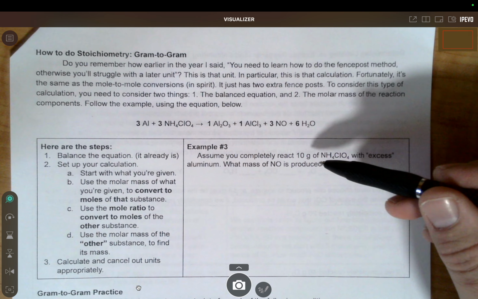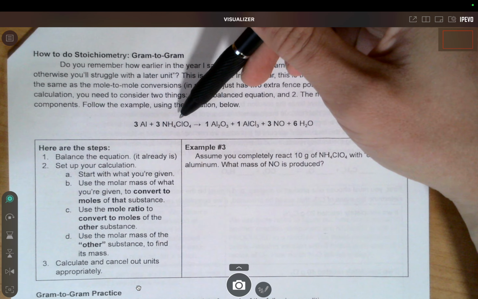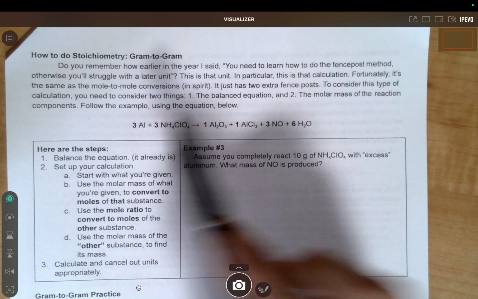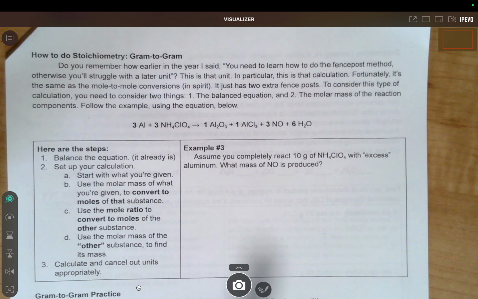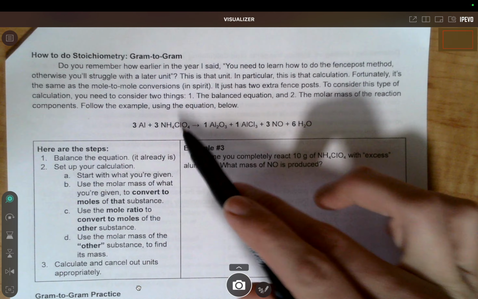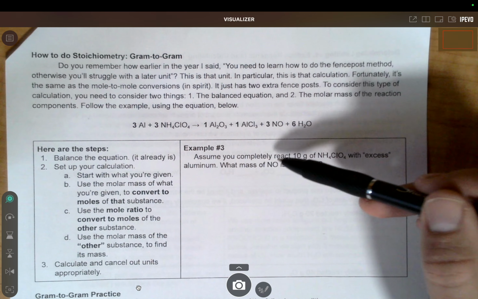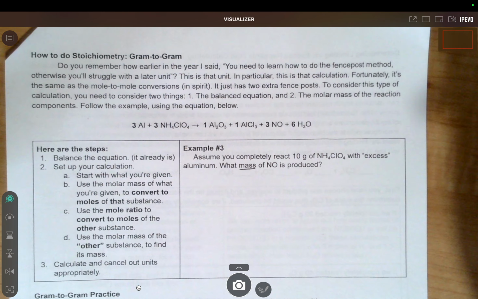Assume you completely react 10 grams of ammonium perchlorate with excess aluminum, meaning we have an infinite amount of it. Anytime you see excess, that's meaning we're never going to run out of it, so don't even worry about it. We are going to completely react 10 grams of ammonium perchlorate. How much nitrogen monoxide is produced? What mass of nitrogen monoxide is produced? So we're looking for grams here.